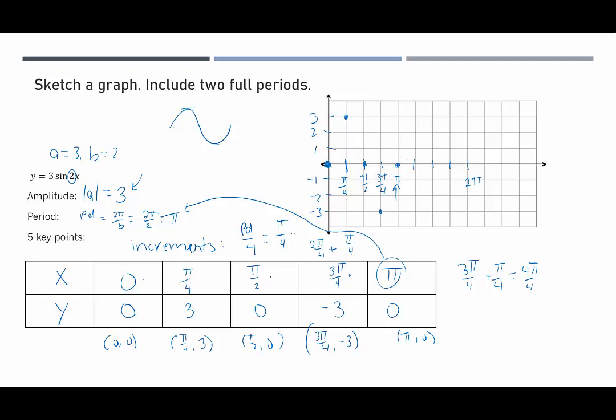Pi is starting the second period. So next we will go up to 3, go back to the middle, down to the bottom, -3, back up to the middle. Nice smooth curves here. So it's whoop, and it should look something like that. So that's 2 full periods. Let's try this again.